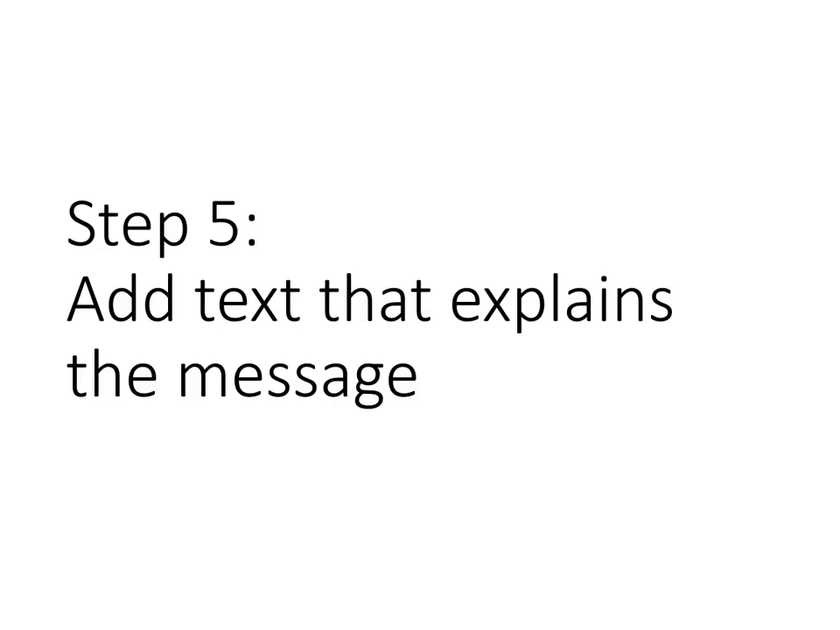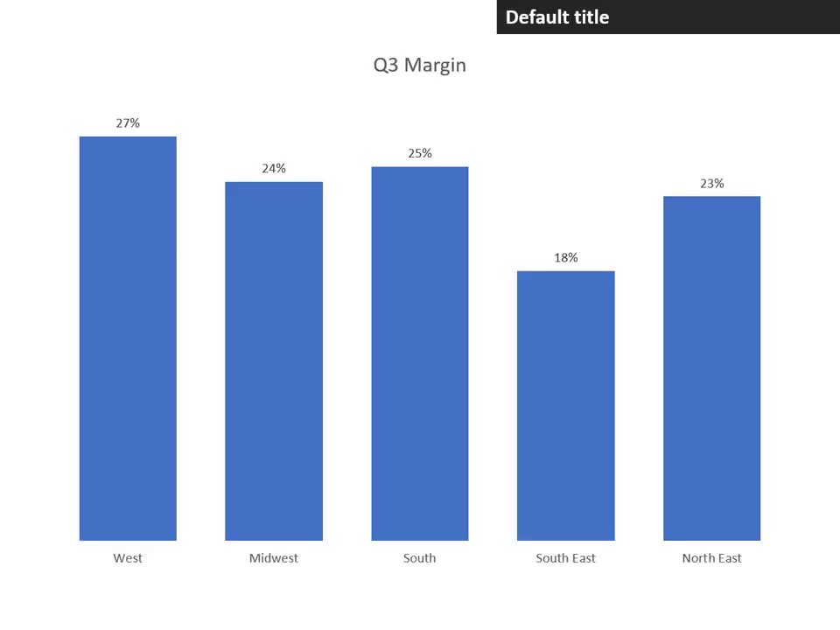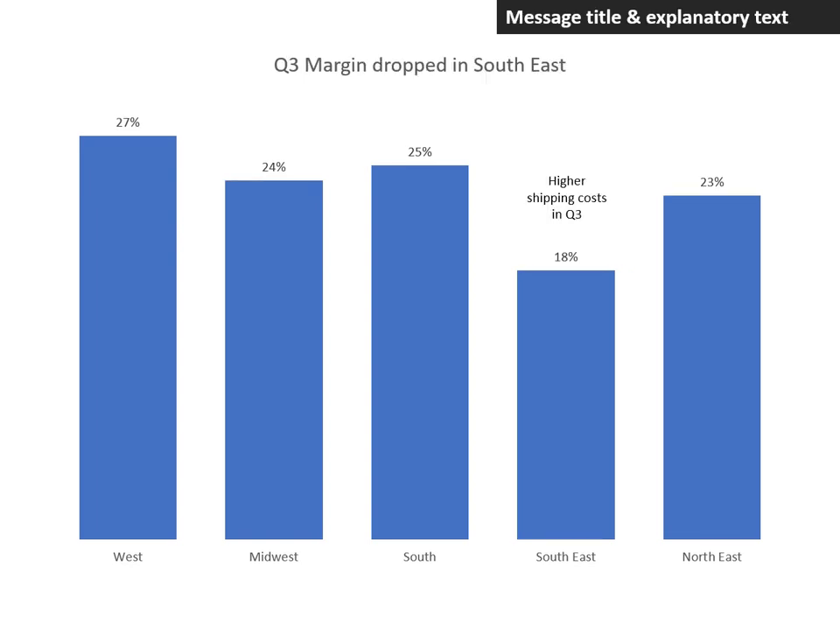Step 5, add text that explains the message. There are 2 areas we want to add text. First is the title. We want to make the title meaningful so that the message is very clear from that title. And secondly, after we've added the title, we might want to add explanatory text in as part of the graph so that the audience knows where it is they want to be focusing to get that message.